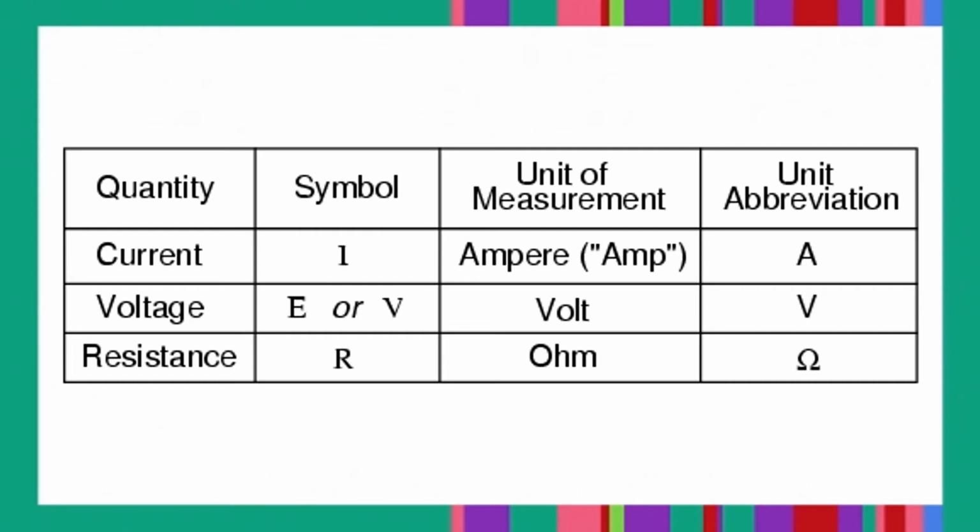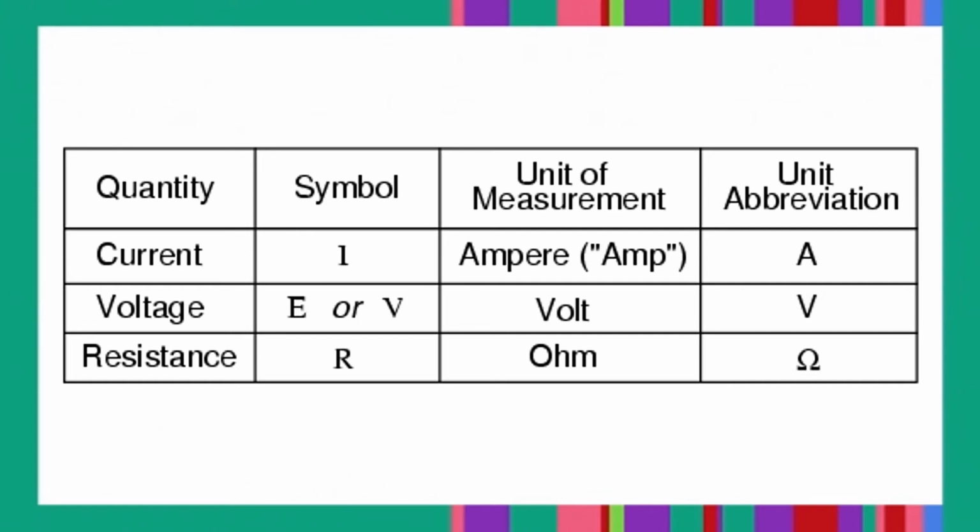For current, with the symbol I, the unit of measurement is ampere or amp, with the abbreviation A. For the quantity of voltage, the symbol is E or V, using the unit volt with the unit abbreviation V. For resistance or R, the unit of measurement is ohm, with the unit abbreviation Ω.